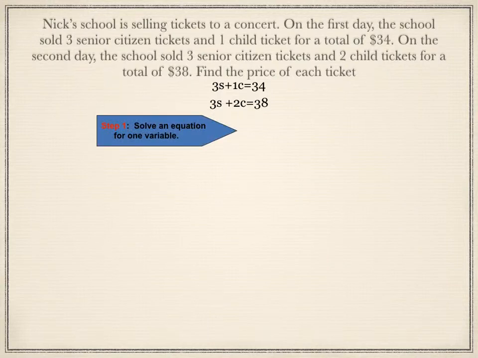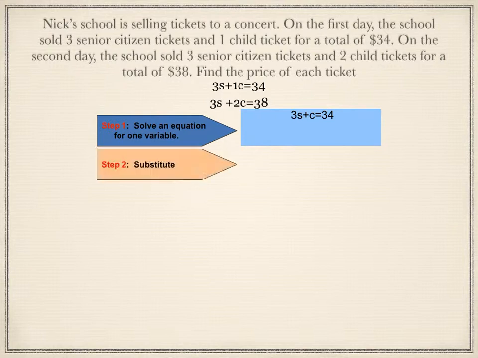So step 1, solve the equation for one variable. This one's a little more complicated because we aren't given one variable, so we have to solve. Note that 1c is just c, because 1 times c is just c. 1 times anything is itself. So we get 3s plus c is equal to 34. We want to get c by itself, so we need to subtract.